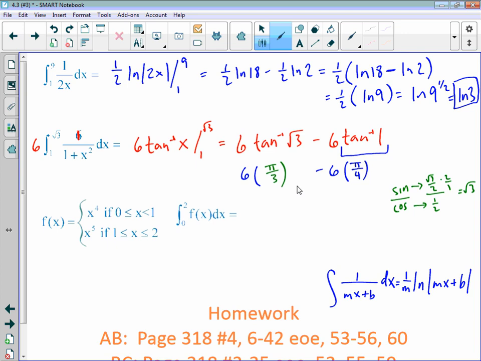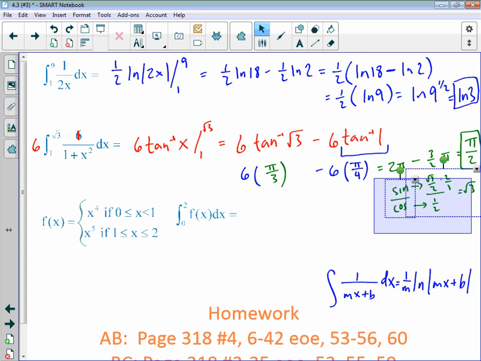And then we can just clean it up here. So this turns into 2 pi minus 3/2 pi. So what is 2 pi minus 3/2 pi? Pi over 2, right? Or 1/2 a pi. Questions on that? You see it?